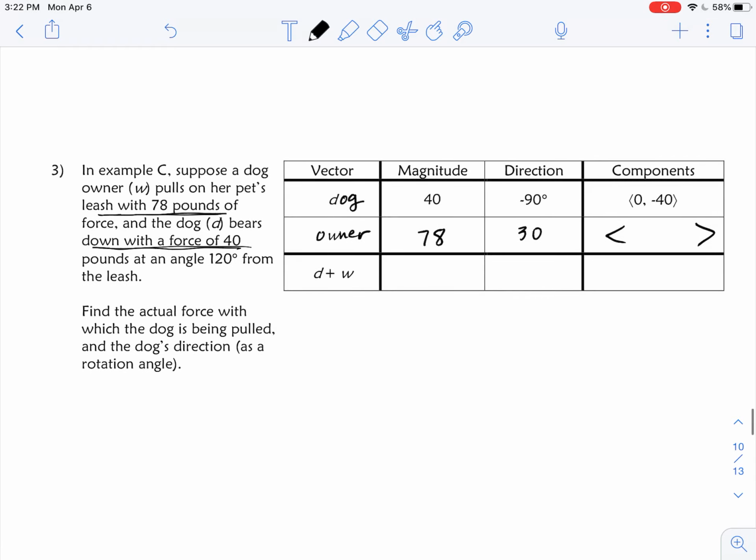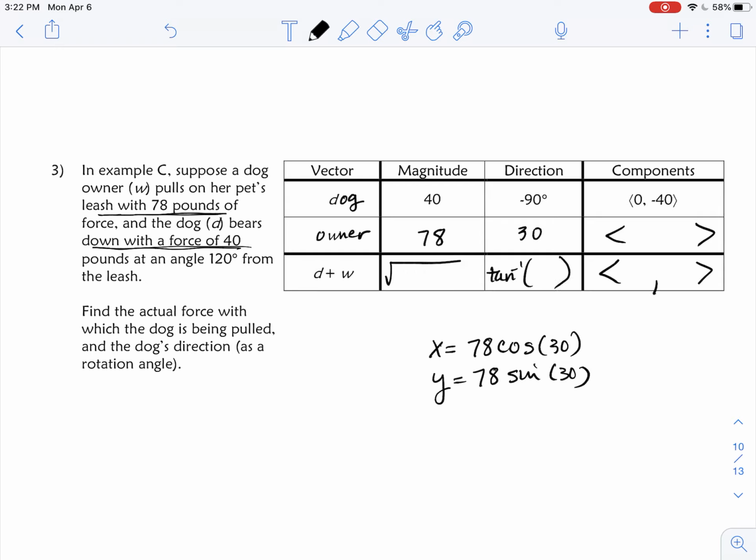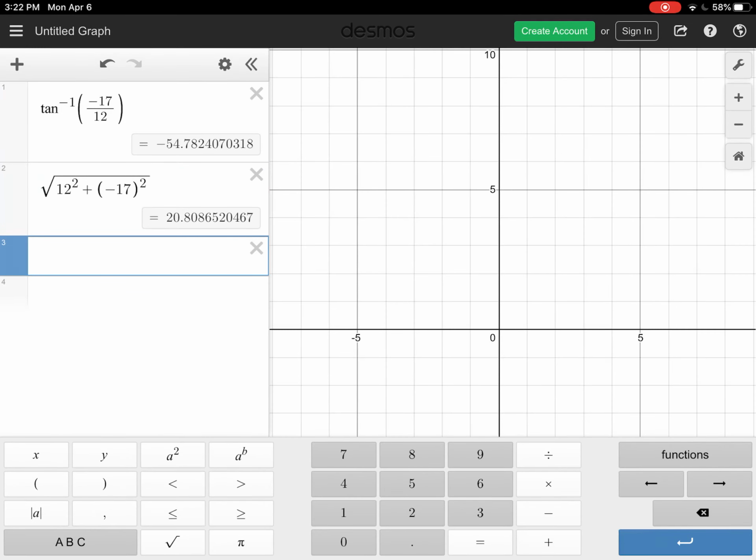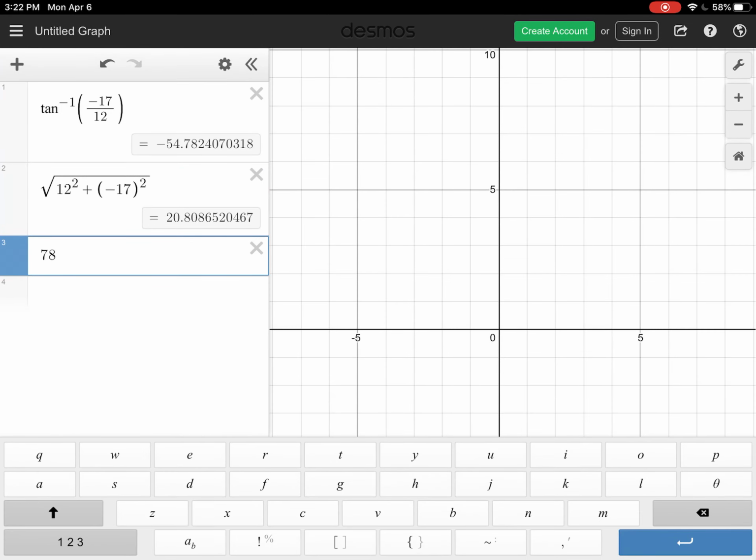Okay, so to find my components, I can't just look at this and find my components. I actually have to do some math. And if you go back to day 1, to find the x component, it is the magnitude times cosine of the angle, and the y component is magnitude times sine of the angle. So I'm going to need to visit Desmos to find those guys. And then we'll add those down, do our inverse tangent, and then our magnitude with Pythagorean theorem. So let's go to Desmos.